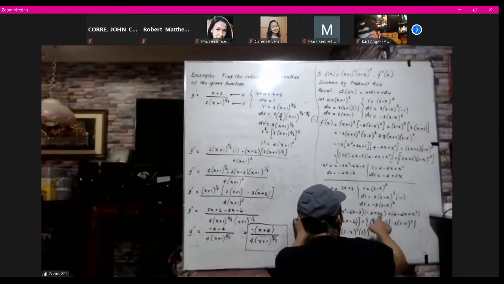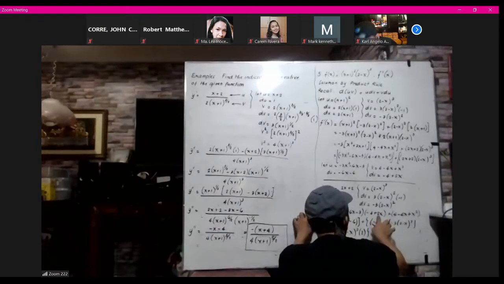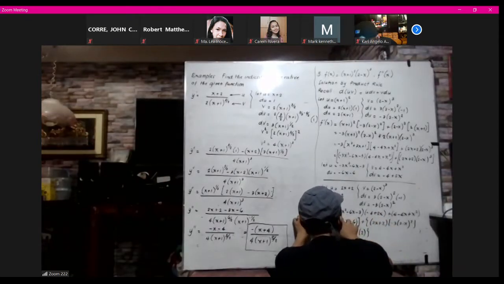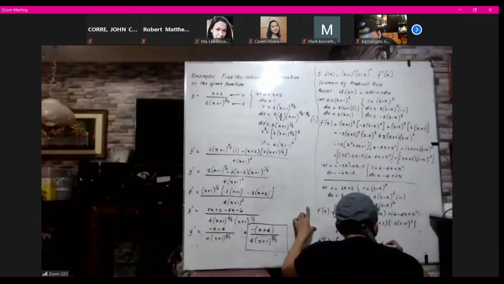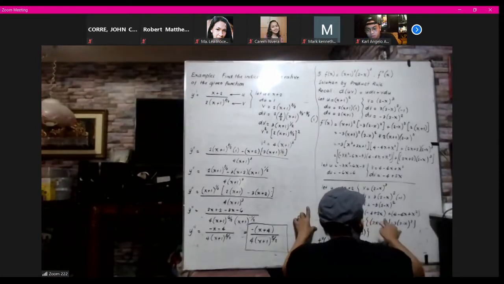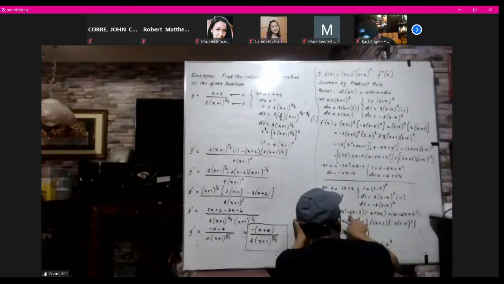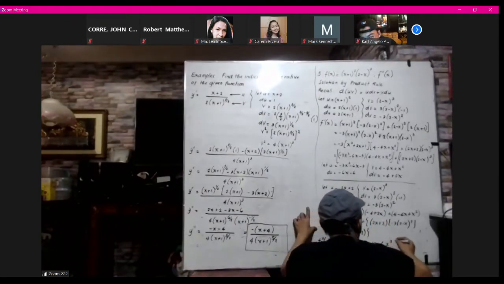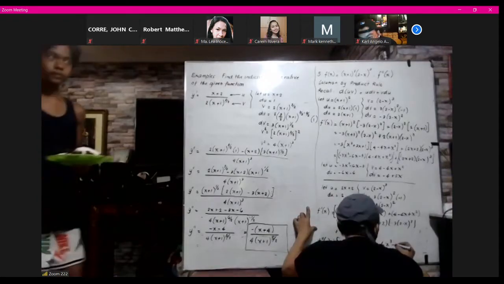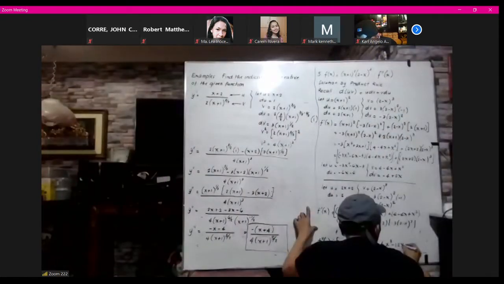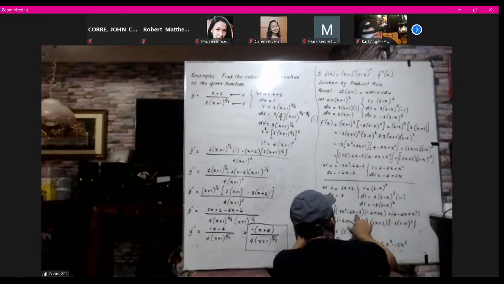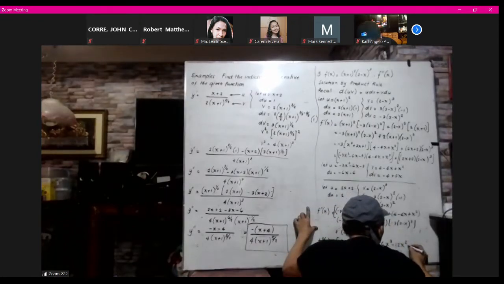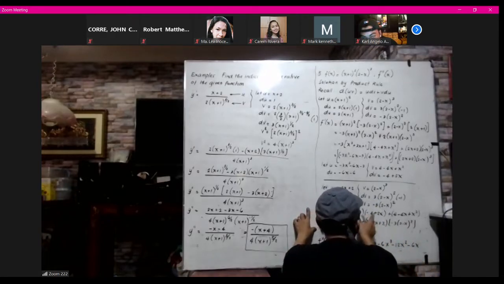Okay? Then, ito naman. 2x times negative 3x squared, negative 6x cubed. 2x times negative 6, negative 12x squared. Okay. 2x times negative 3, negative 6x. Okay? So, tapos na tayo doon sa isa.